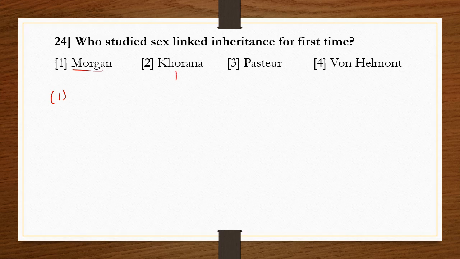Corona, Hargobind Khorana is the full name. He discovered molecular scissors. So he is the first person to cut the genes. Molecular scissors were discovered by Khorana, and Pasteur is the father of microbiology. So who studied sex-linked inheritance for the first time? That is T.H. Morgan. So option 1 is correct.